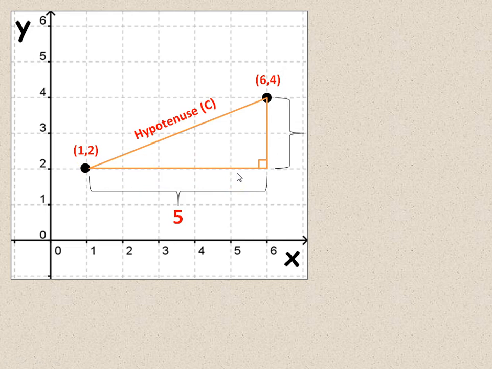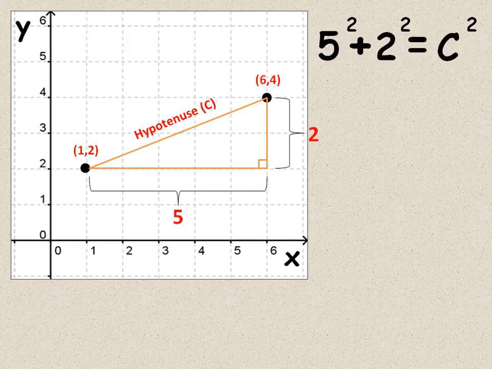And the other distance, same thing. I'm counting up 2 from 2 to 4, and I get a distance of 2, or I can subtract my smaller y value from my larger y value, get 4 minus 2, which is 2. So now I have my 2 smaller legs of my right triangle. I'll plug them into my Pythagorean Theorem.